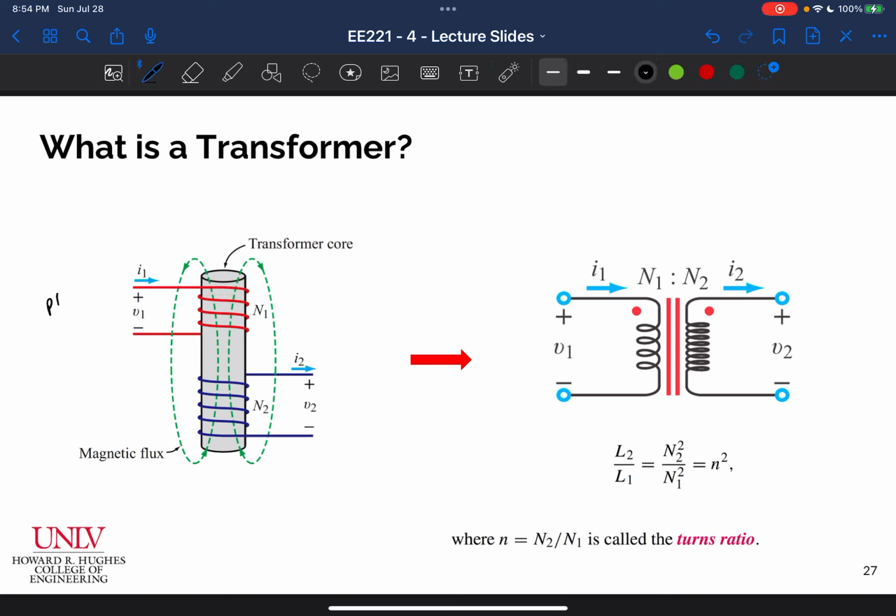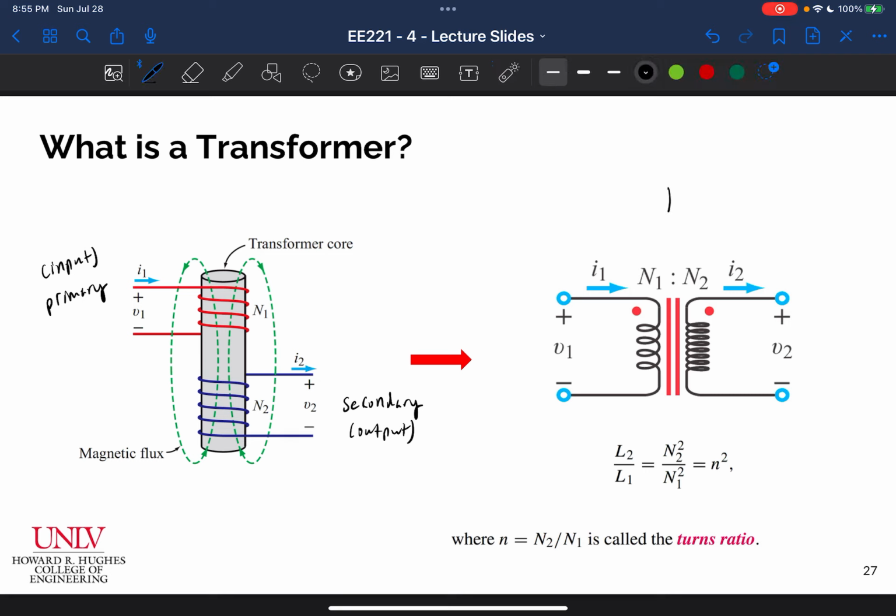Again, we can label some of this stuff. This is called the primary winding. This blue one is called the secondary winding, and you can think of this as the input to the transformer, and this is the output of the transformer. And you can kind of see how these parameters of the transformer map to the actual electrical symbol of the transformer.